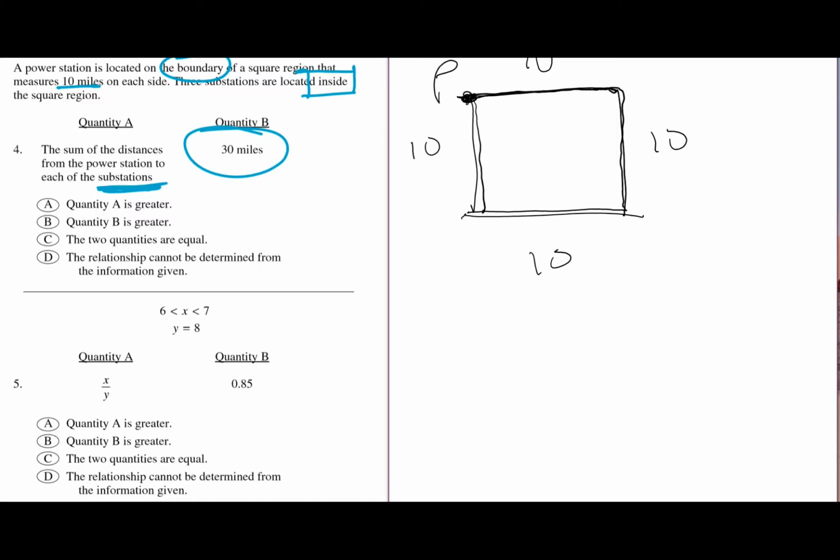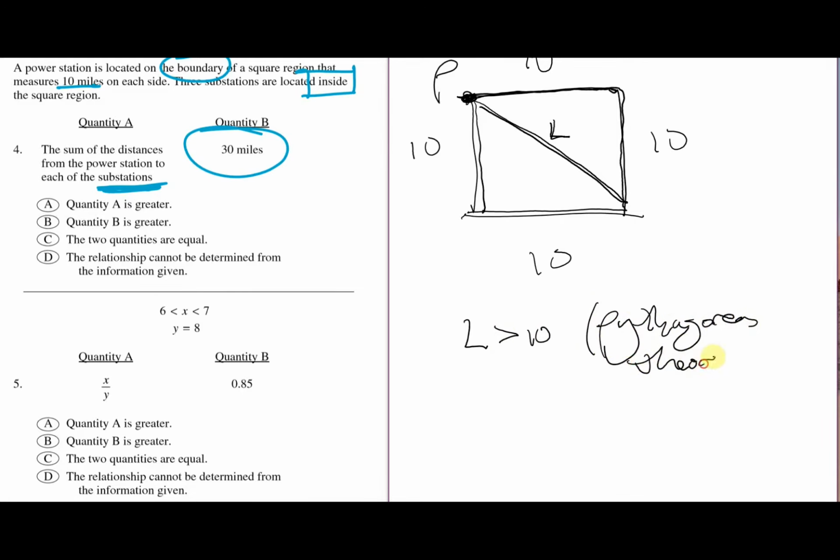There's multiple scenarios. So notice how this segment right here, let's call this L. We know that L is going to be greater than 10 by the Pythagorean theorem, a squared plus b squared equals c squared, which you can prove in multiple different ways. I'm not going to go over the proof just for sake of time, but we know that L is going to be greater than 10. In fact, L is equal to root 2 times 10.